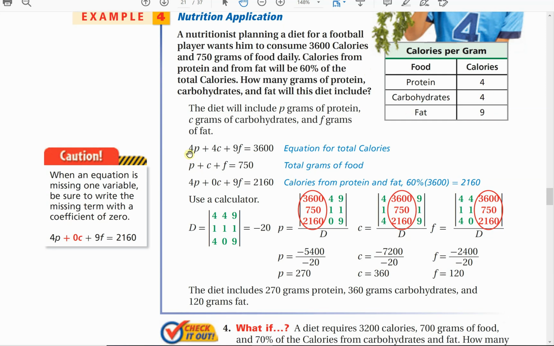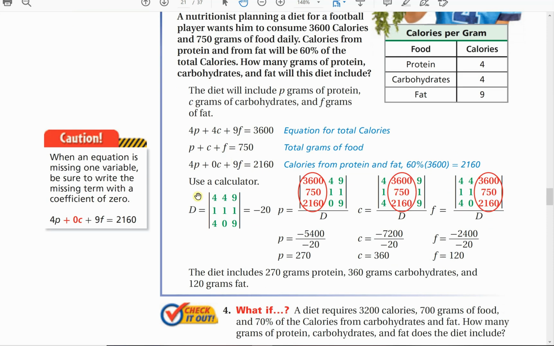So total calories, 4p plus 4c plus 9f has got to be 3,600. Total grams, p plus c plus f has got to be 750. And since 60% has to come from protein and fat, 4p plus 0c, no carbs, plus 9f has to be 2,160. That's 60% of 3,600. So they say use a calculator, and I would too.